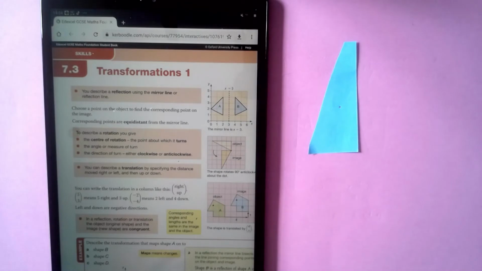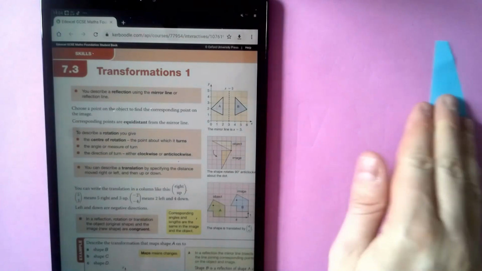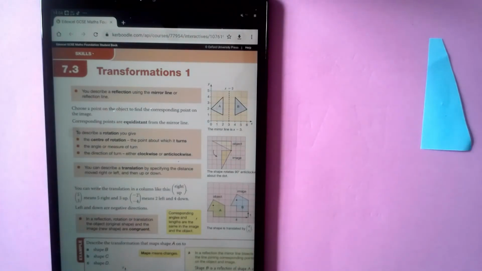A little bit more vocabulary that comes with this section are the words object and image. Object is the shape you start with, and image is the shape that you produce. So if I start with this shape and I need to reflect it, then this is the object as you can see it right here, and then the image is over here. The word congruent means that the shape has not changed size. You can rotate it, you can reflect it, you can translate it, but it has not changed size. All the angles are the same and side lengths are the same.